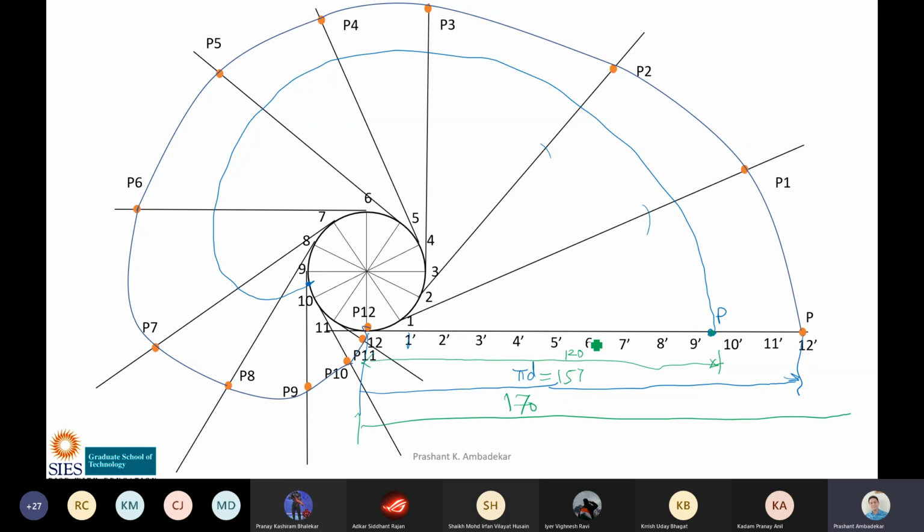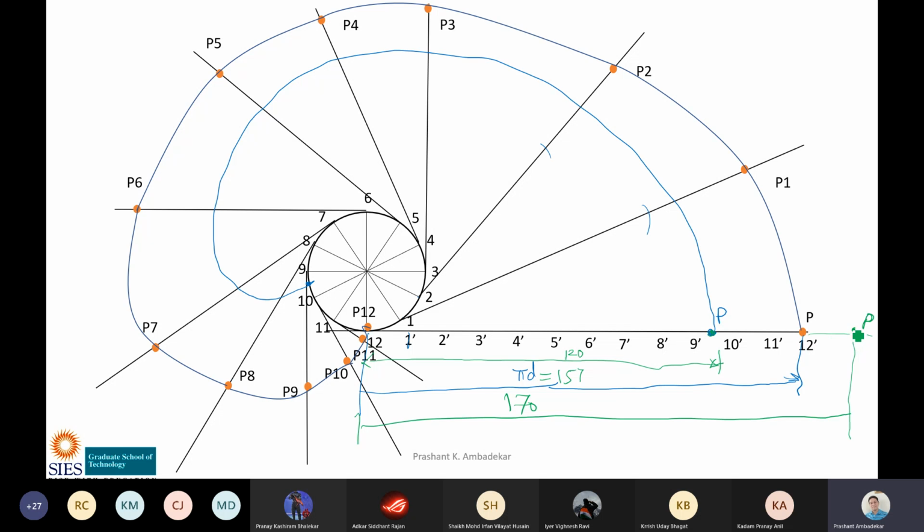Okay, ये सब random values लिया है मैंने. So point P is at 170 mm. 170 कहाँ पे आ रहा है? 170 is coming here. Okay, 170 is coming here. So where is point P now? Point P is here. This is the third case. So what will you do?